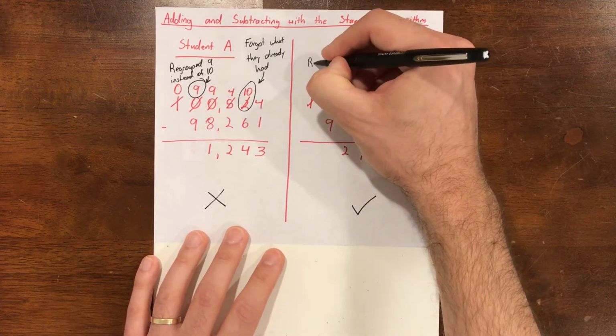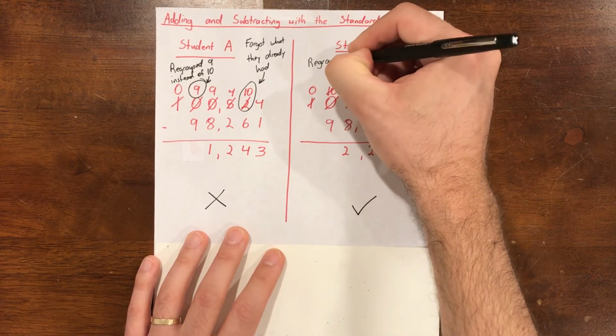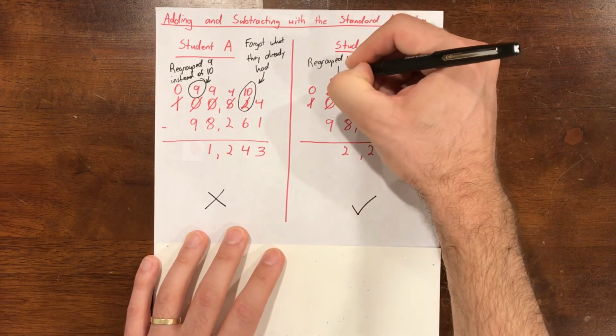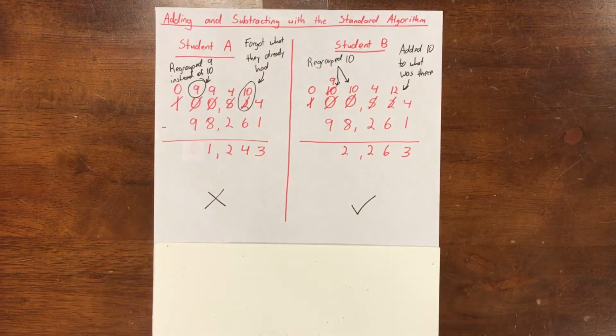I'll note that here so we remember that student B regrouped 10. See it here. We see it right there. Great.